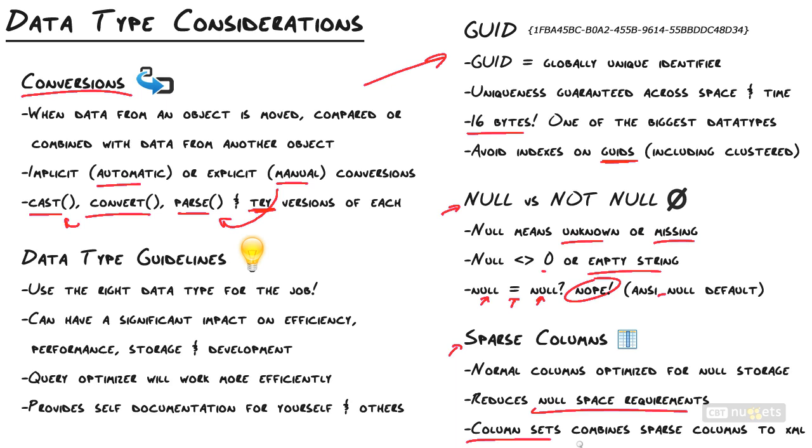So the idea with a column set is that SQL Server will actually take all those sparse columns and give us a computed XML column that is updatable.